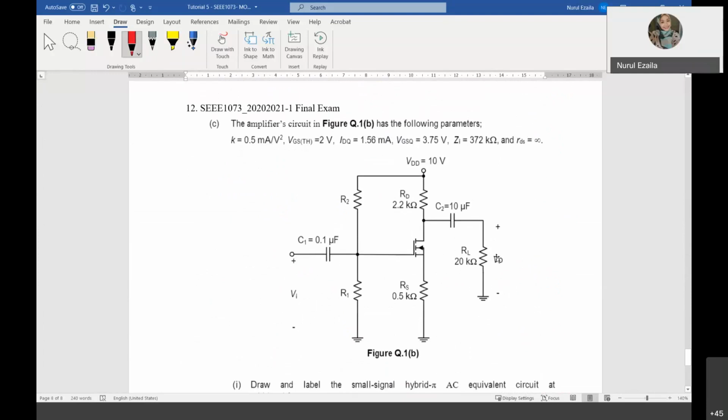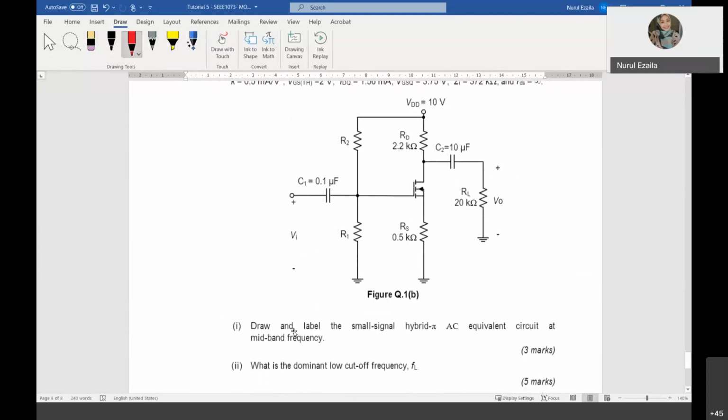So this is from the past test, the 2020-2021 final exam. Everything is given here. You need to draw the AC equivalent circuit at mid-band frequency, and you need to find the dominant low cutoff frequency. First thing, you have to find the low frequency.